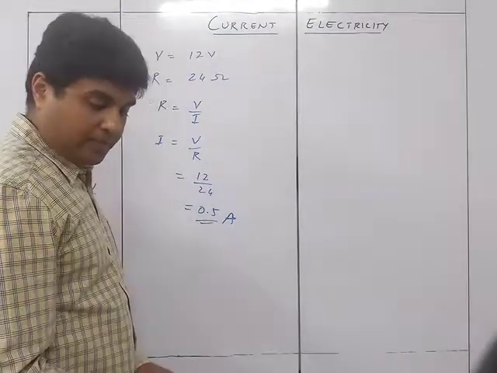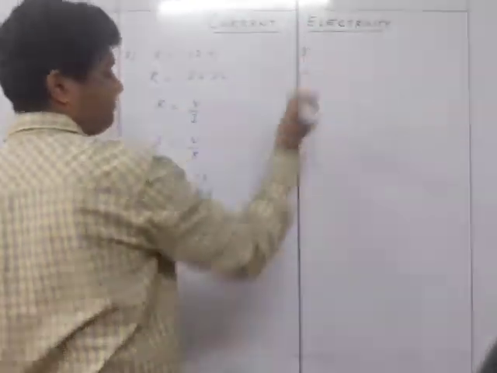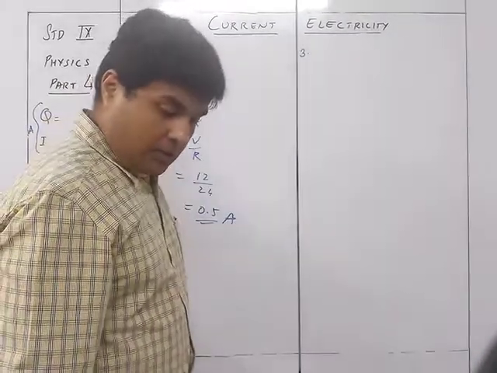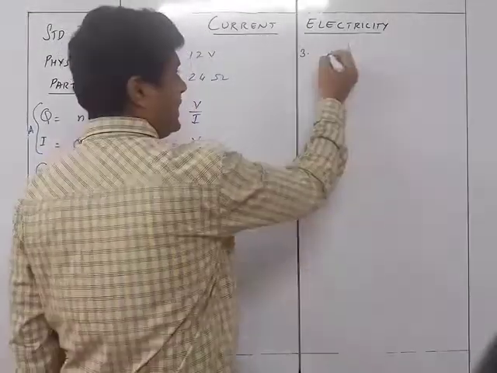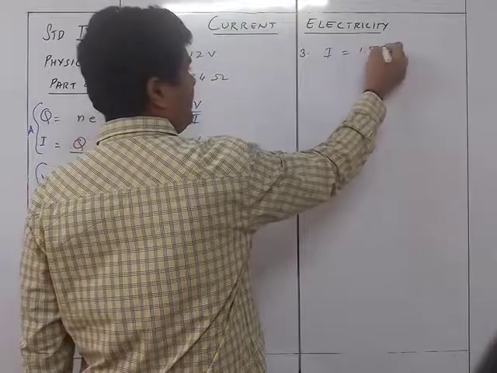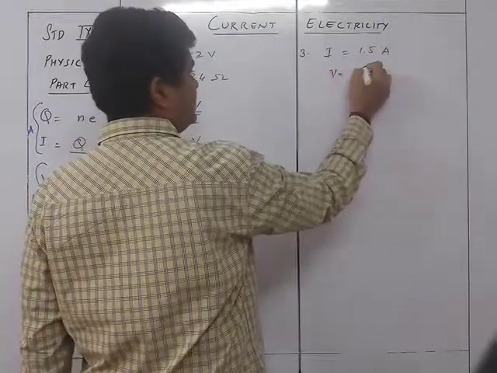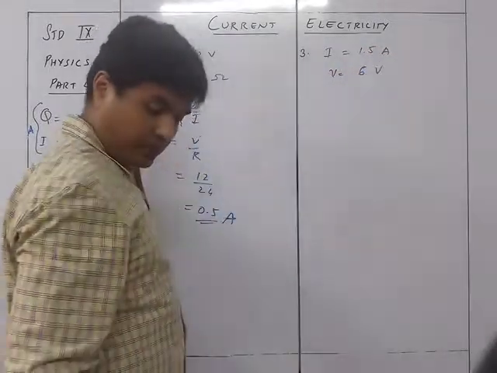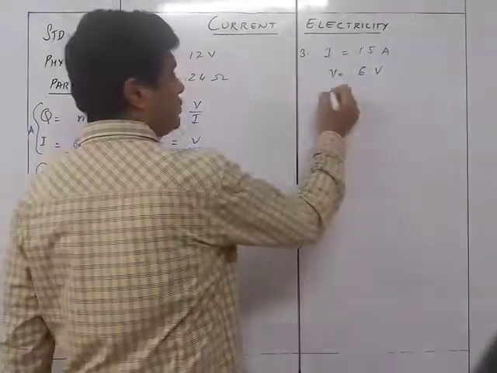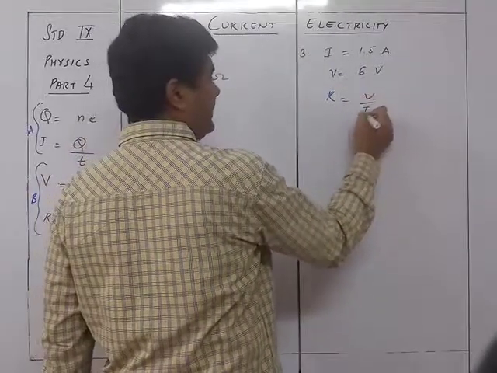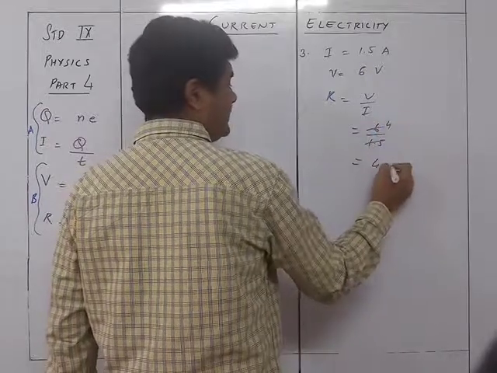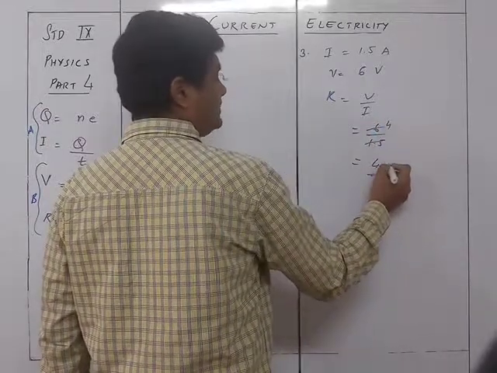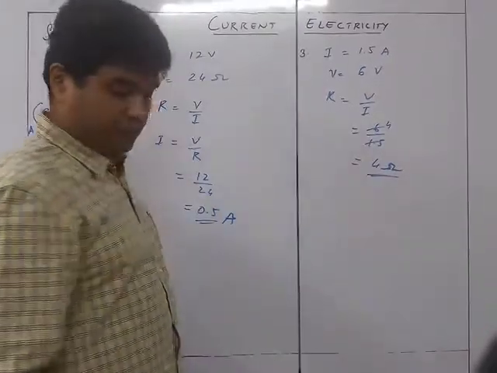We now move on to sum number 3. A bulb draws current 1.5 amperes at 6 volts. So I = 1.5 ampere at a voltage of 6 volts. Find the resistance of the bulb. So R = V upon I = 6 upon 1.5 = 4, that is 4 ohms. So the answer is 4 ohms.